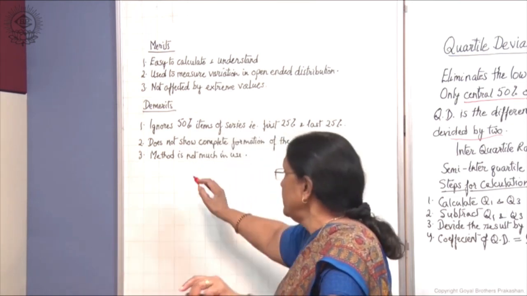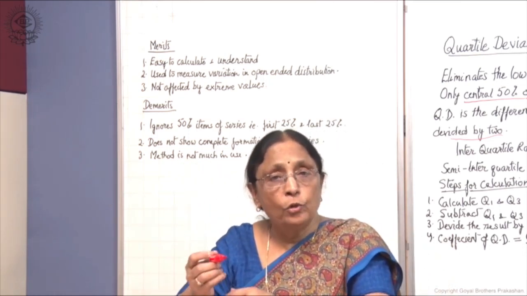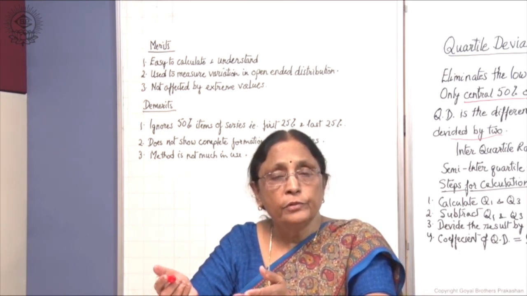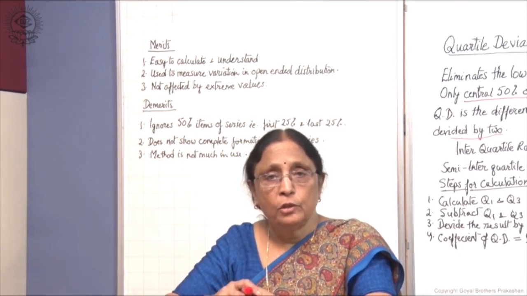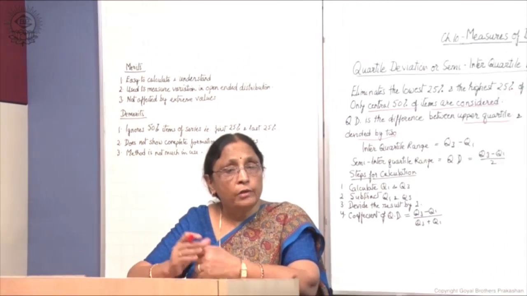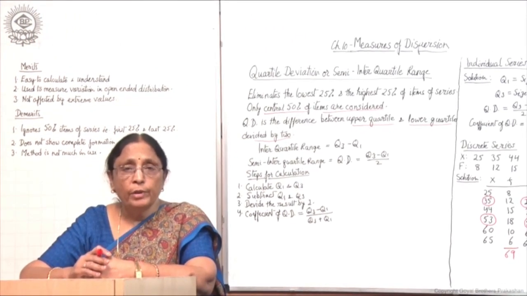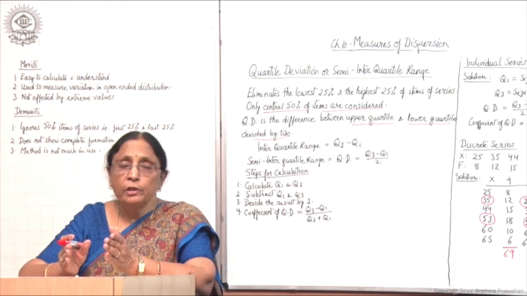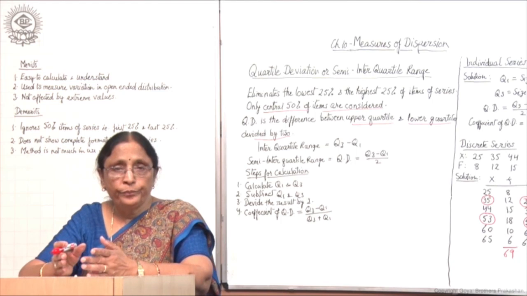And third demerit, the method is not much in use, because it is ignoring 50% of values of the series, so this is not used widely in the calculation of statistics. Though it cannot be avoided, it is not a waste, but it is not frequently used in statistics. It is still of use when we are concentrating only on the central value, or when there are open-end distributions, then it is of some use, right.